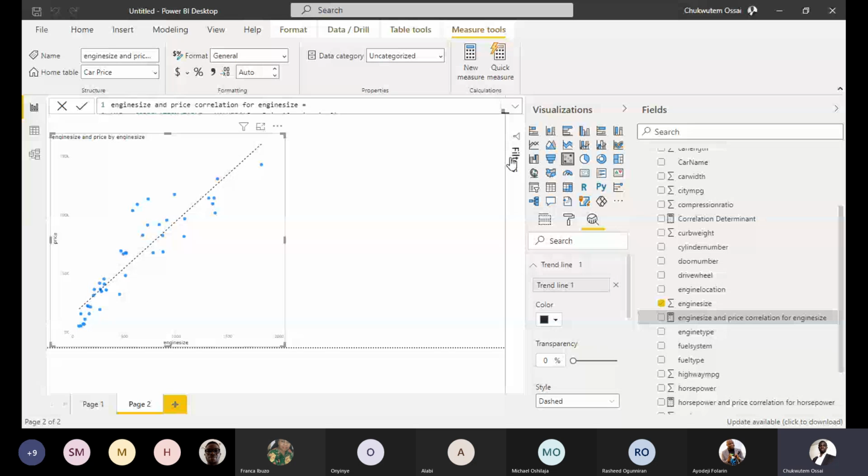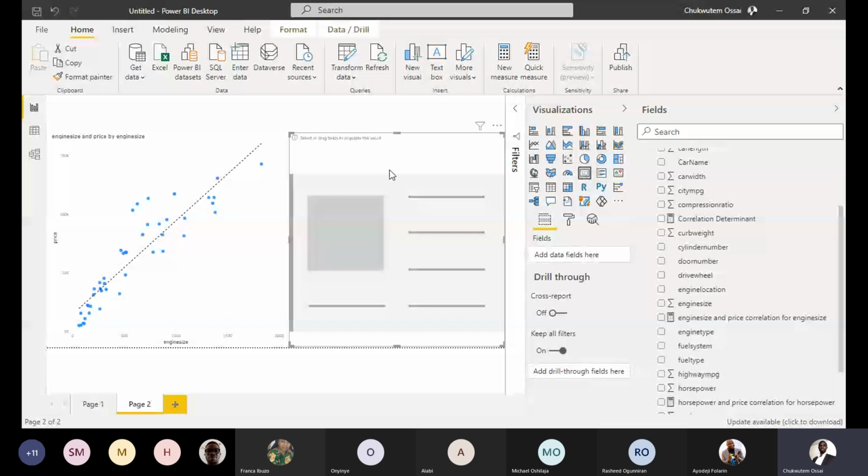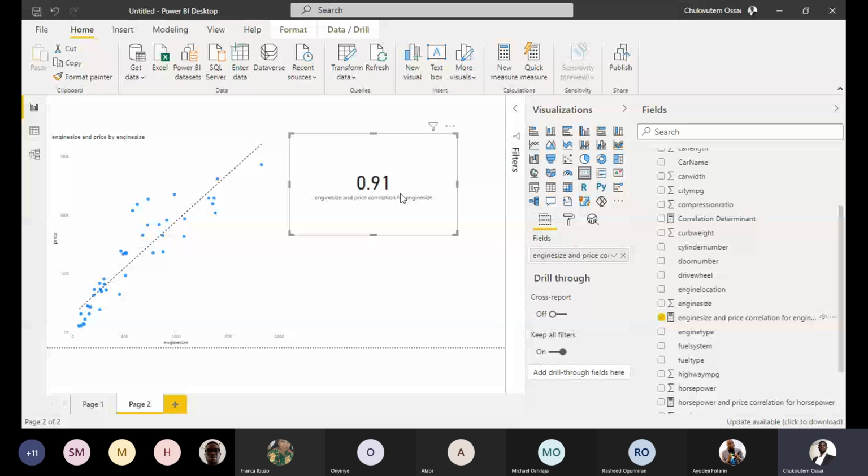Then I will bring in another visual called a card, so that we can see if it is tending to positive or tending to negative. It's going to bring out a figure for us. So the card is up here. Let me reduce this. On the card, I will bring up the engine size, that is the measure that we have created. So I'll click on that. Wow, you see that it is 0.91. So from here I can confidently tell you that there's a positive relationship, because 0.91 is closer to 1 than -1. Meaning that the relationship between the engine size and the price is highly positive.